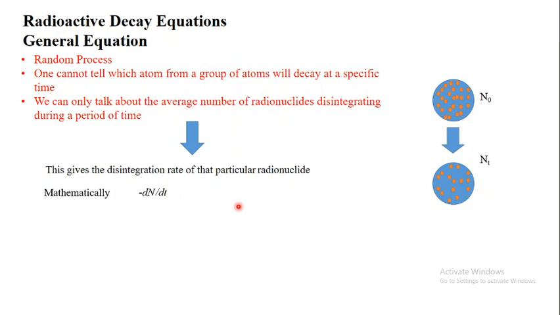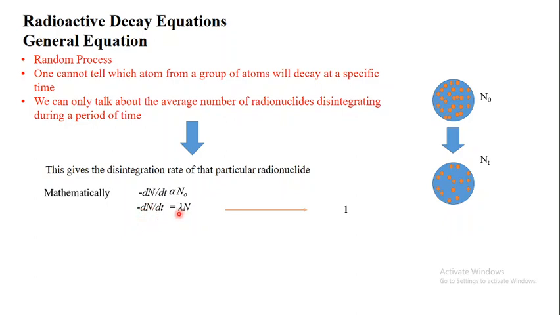In a particular span of time, how much radionuclide is converted into daughter nuclide is directly related to the initial number of radionuclides. If the initial number is greater, then this change per unit time, this disintegration per unit time, will also be greater. If this number is very low, then this change will also be very slow.